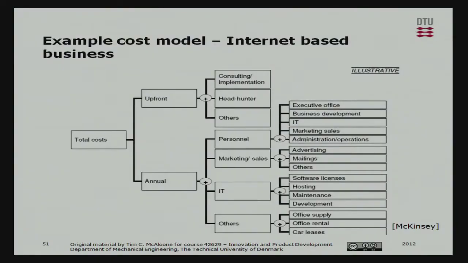The cost model could be, what are our total costs? We have upfront costs and annual costs maybe. This is based on an internet-based business. Consulting, implementation, headhunters, others. That's to get the business started. And when the business is running, we've got personnel, marketing, sales, IT, others, and detail them all and try and put figures on those. So it's actually a relatively simple and pragmatic exercise to get these two trees described and then filled in.